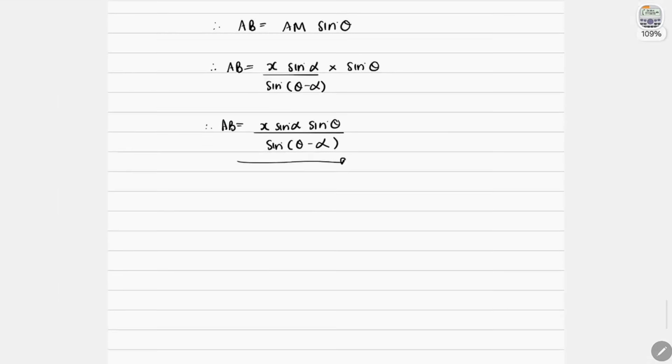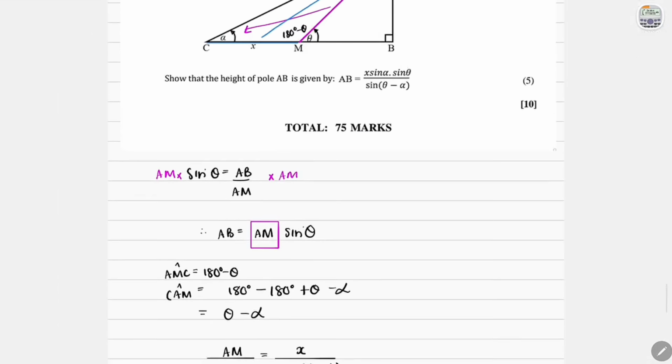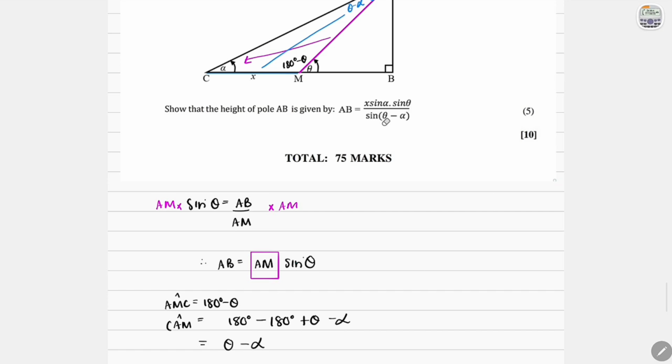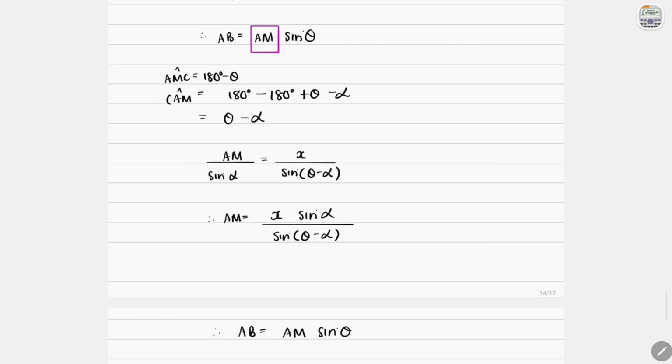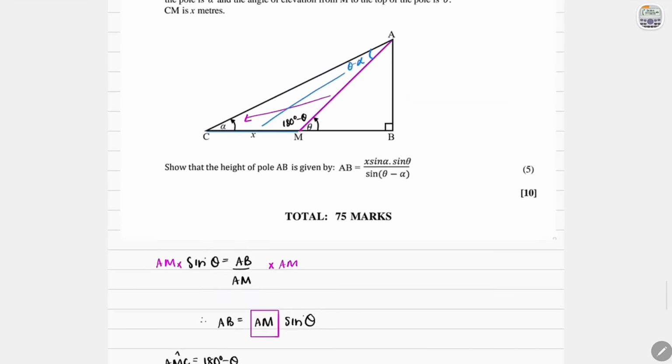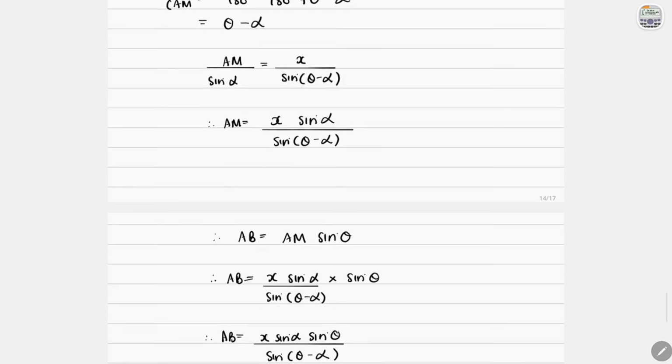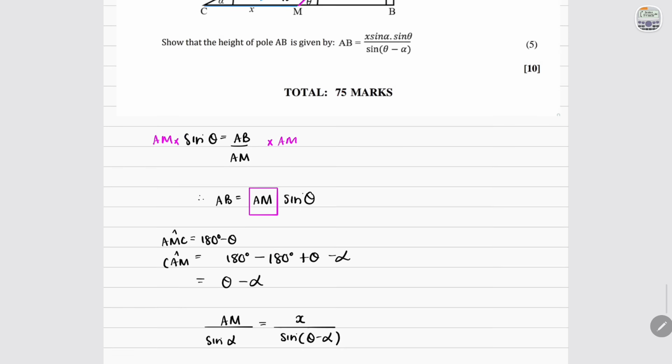And just verify that they are the same. X sine alpha, sine theta, there we go, over sine theta minus alpha. And that is our answer. And that is it for question 5. Okay, so that is the last question for this paper.